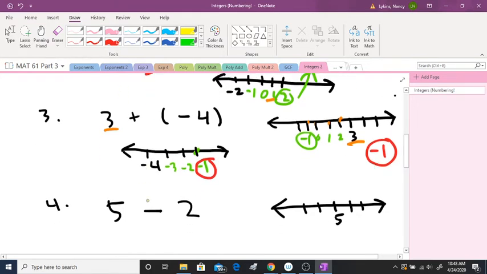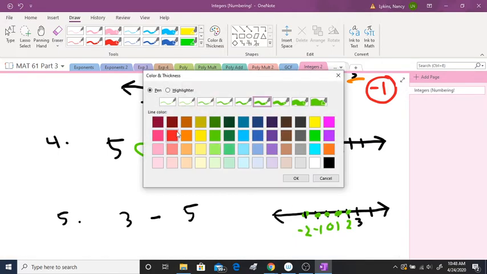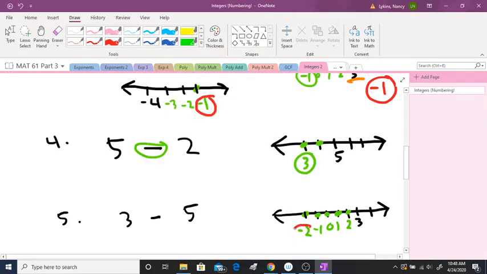Now look at 5. When you have 5, treat this as a 5 and then a negative 2. So that means I'm going back 2. And that's where 3 comes into play. Three minus 5. 3. I'm going to go back 5. 1, 2, 3, 4, 5. So that would be 2, 1, 0, negative 1, negative 2. So in this case, negative 2 is my answer.